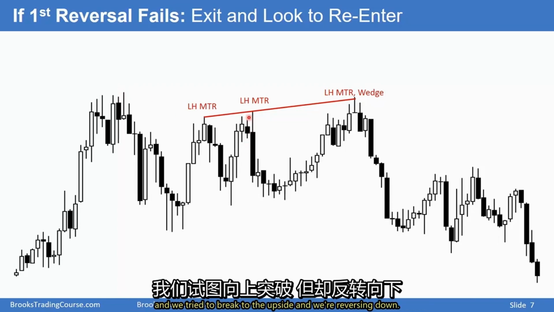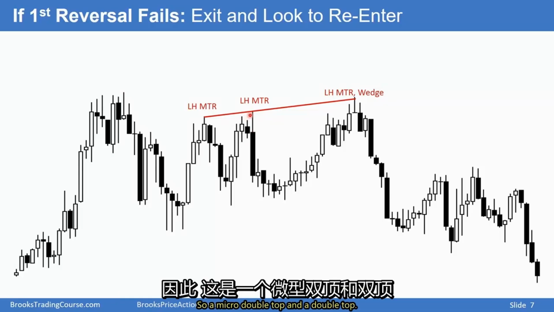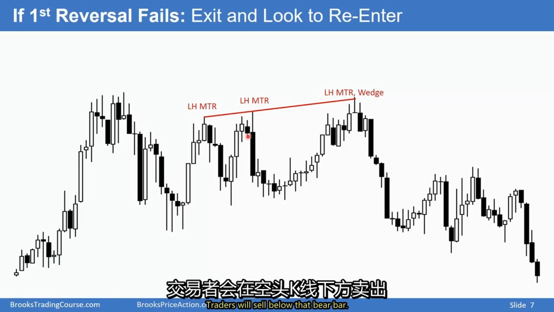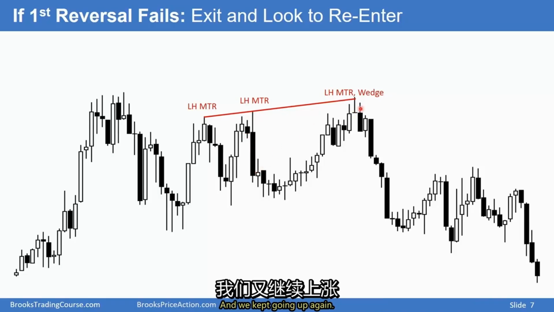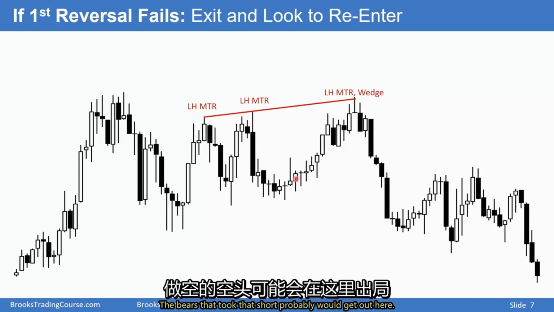And we tried to break to the upside, and we're reversing down. So a micro double top and a double top. Traders will sell below that bear bar. That's another attempt at selling a major trend reversal. And we kept going up again. This short failed. The bears who took that short probably would get out here.